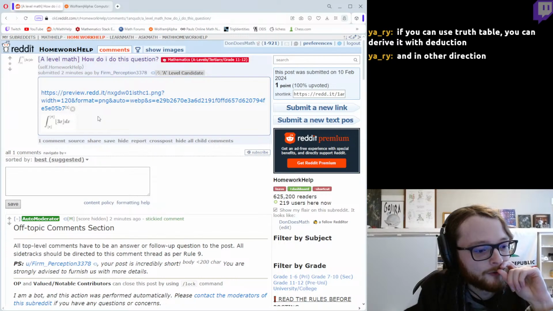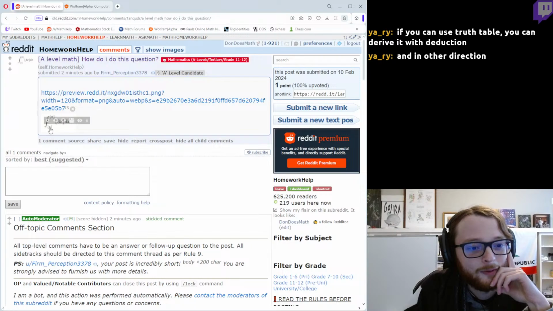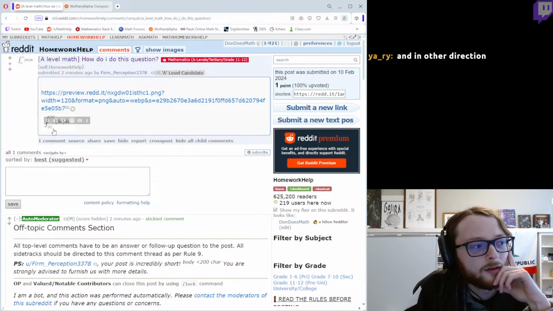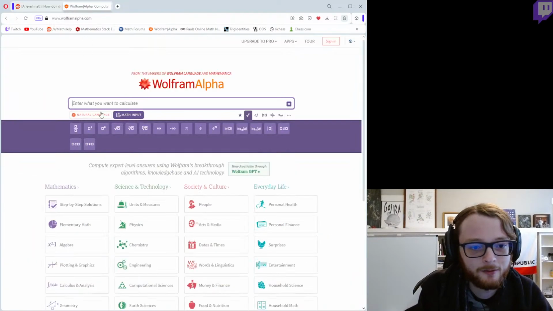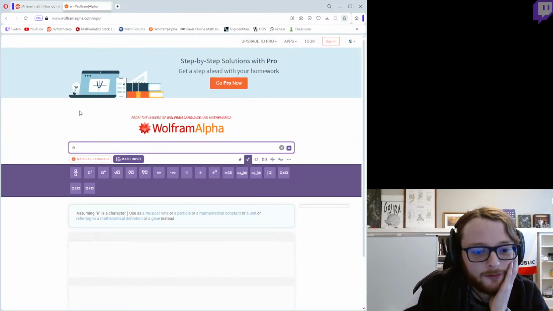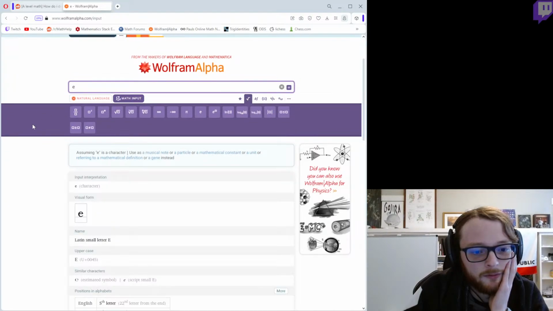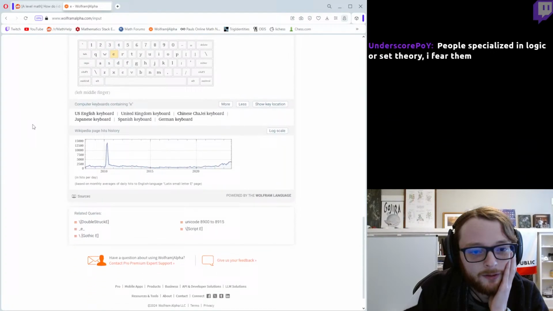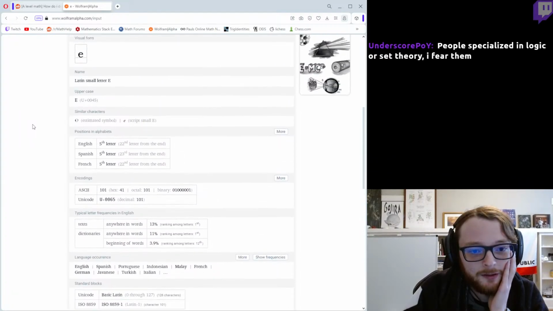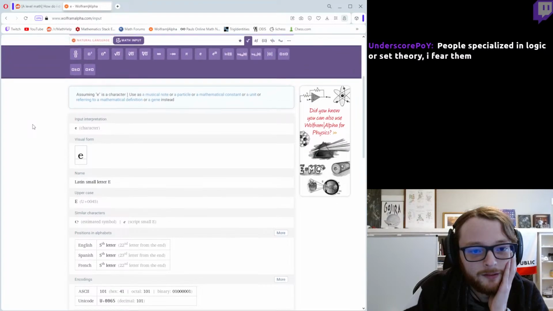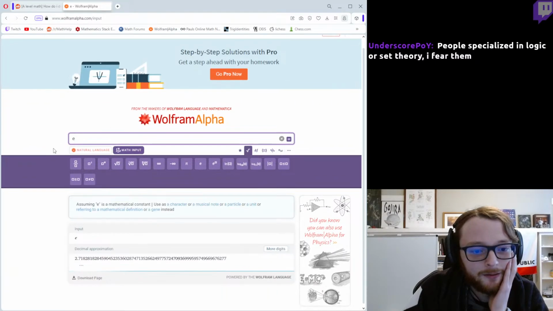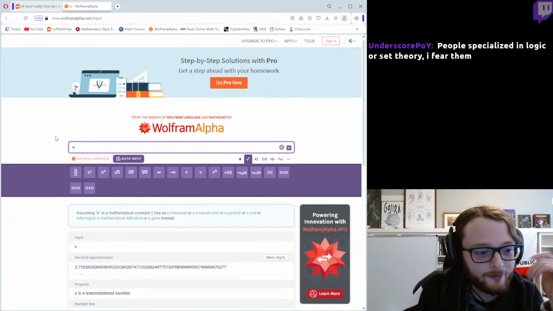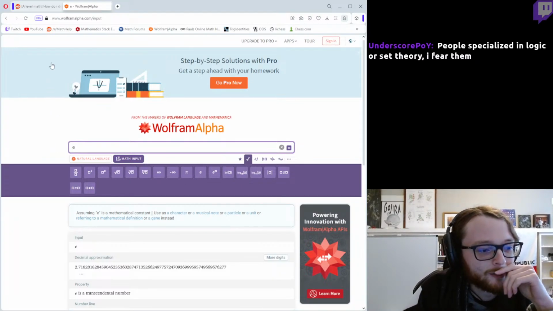Use truth table, you can derive it with deduction and in the other direction. Oh, okay. So this is basically the integral. E is 2.71, right? I should know that. Basically from 2 to pi? 2.71? Oh my god, it's showing me everything. Wait, Wolfram Alpha isn't showing me the actual value of E? Okay. That's interesting. Yeah, okay, 2.718. People specialize in logic or set theory. I fear them.